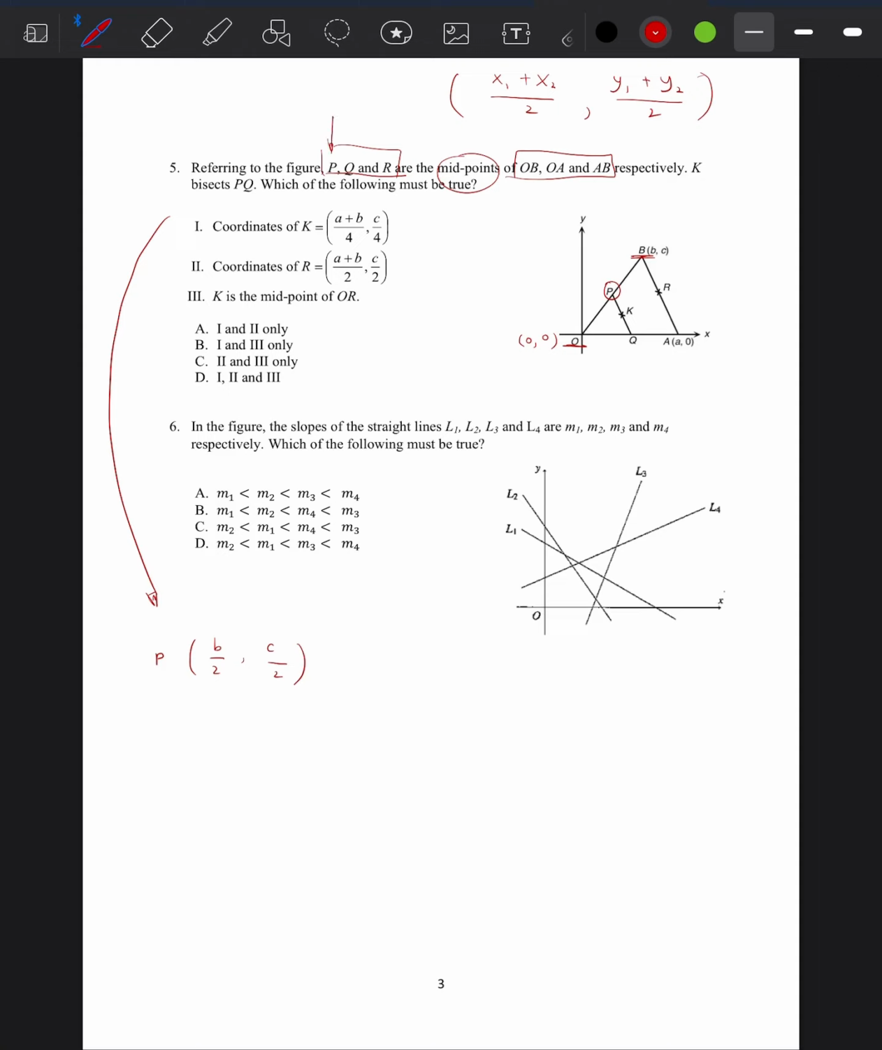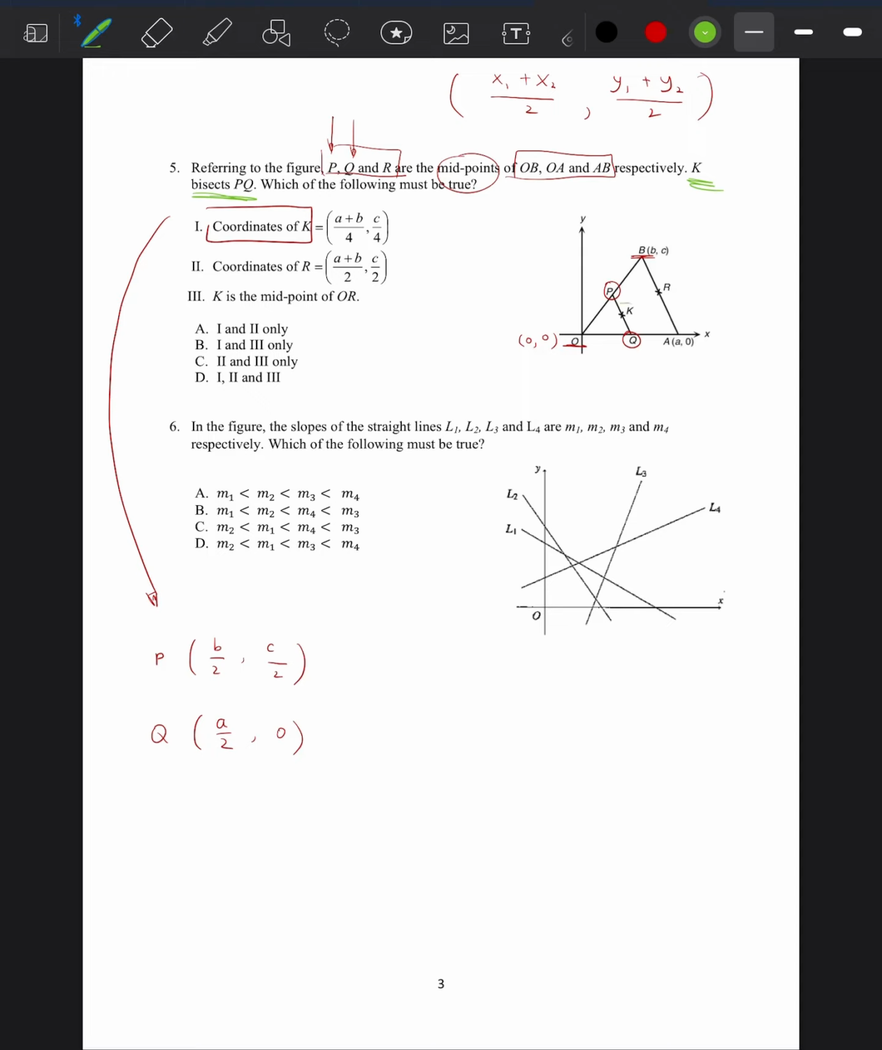Then we got point P, now look at point Q. Q is the midpoint of OA. So again, look at the coordinates of Q. It is A plus 0 divided by 2, so it's A divided by 2, and then 0 plus 0 divided by 2, so it's just 0. So we got both of those coordinates, and in part 1 they talk about coordinates of K.